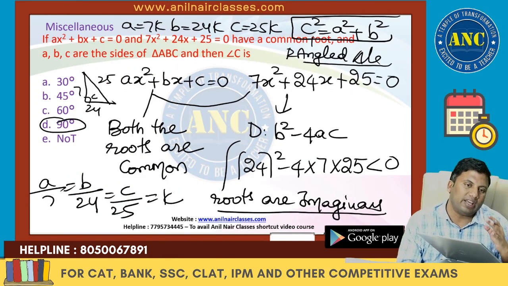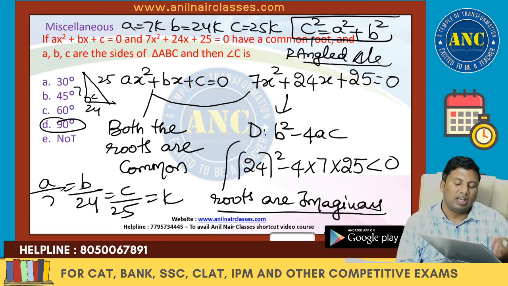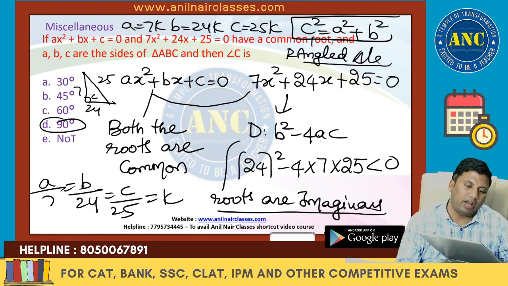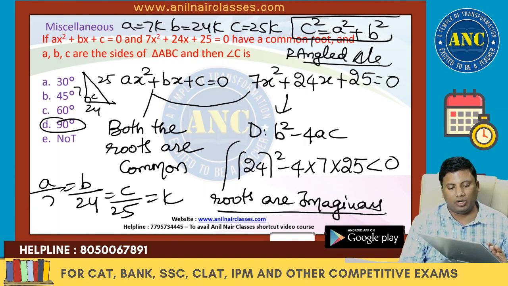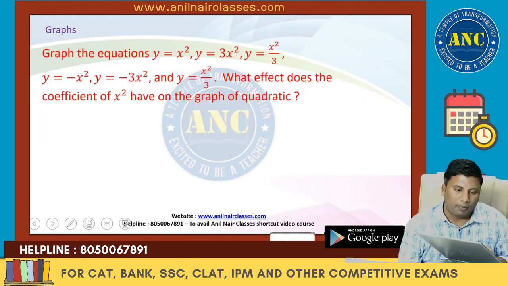If in a quadratic equation D is less than 0, roots are imaginary. If the roots are imaginary, automatically both the roots will be common to each other: a by 7, b by 24 and c by 25. I hope it is clear.